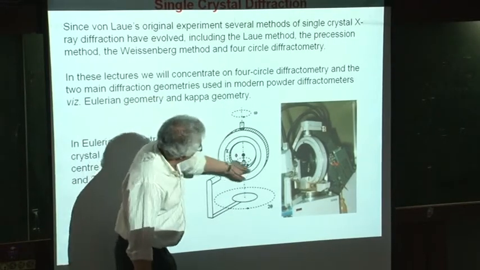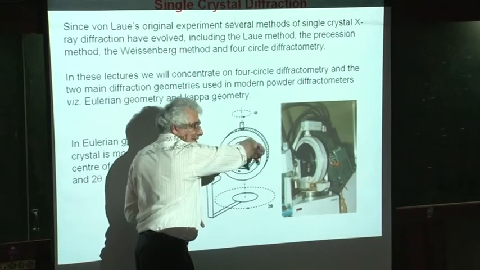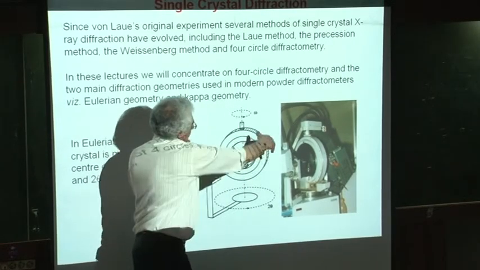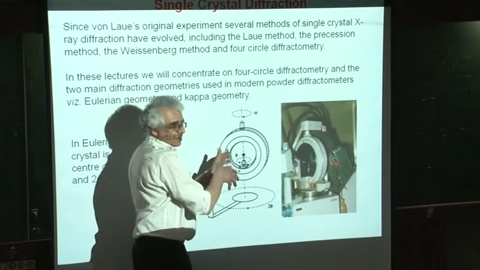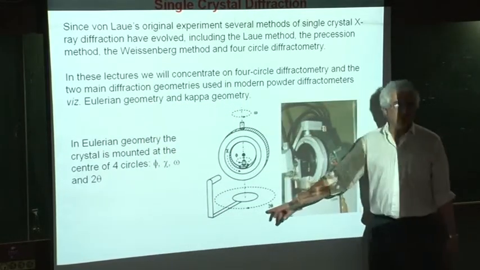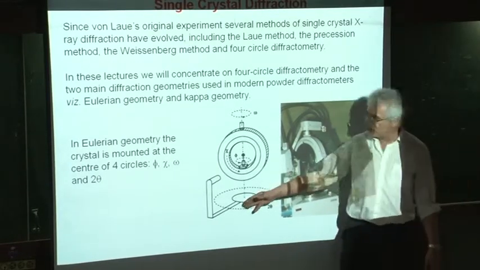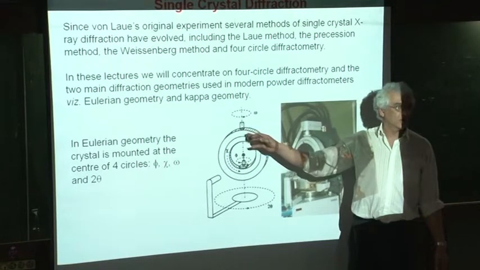Chi, you can see, is this angle here. Phi is this rotation around the centre here. Omega allows us to rotate in this direction. So in fact, omega and 2 theta are the same angle. One just rotates the detector, omega rotates the crystal.